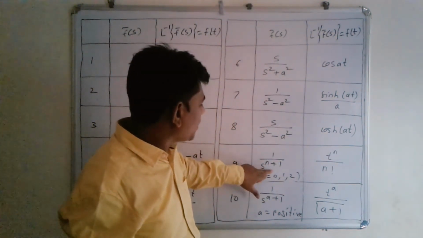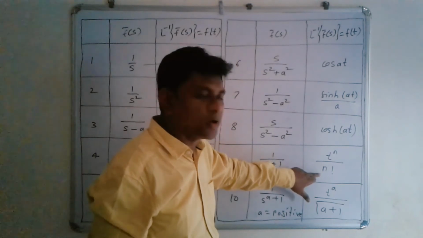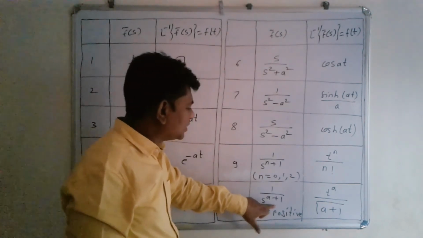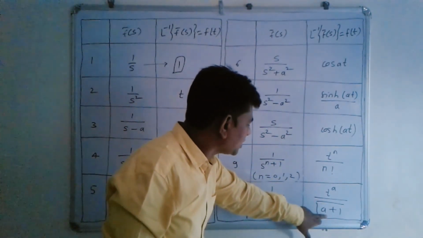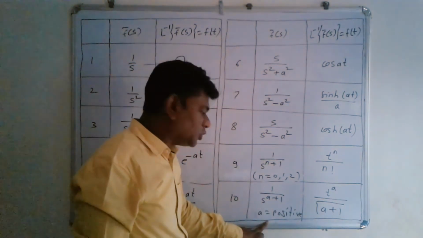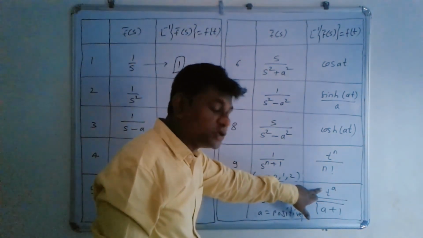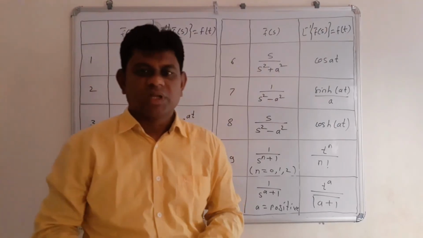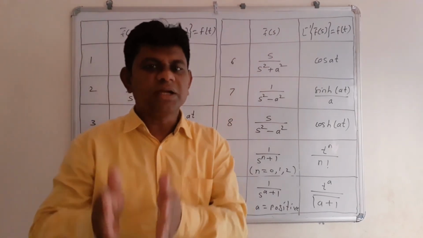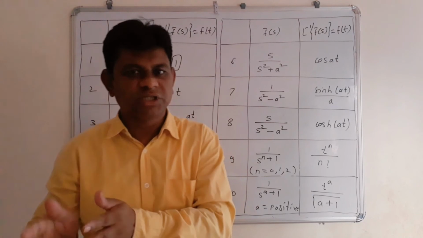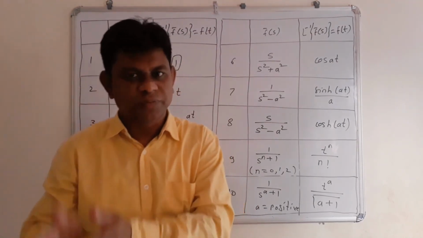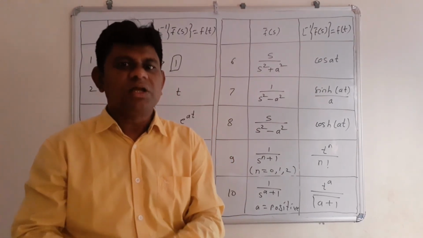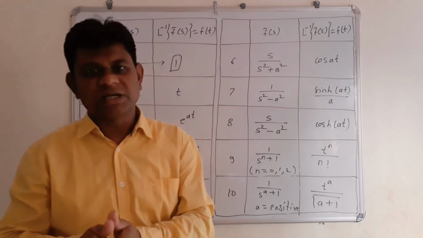Inverse of 1 upon s to the power n plus 1 is t to the power n upon n factorial. Here n is a positive integer. Similarly, inverse of 1 upon s to the power a plus 1 is t to the power a upon gamma of a plus 1. Here a is positive, because the Laplace transform of t to the power a is gamma a plus 1 upon s to the power a plus 1. In the upcoming lecture, we will find inverse Laplace transform by using the convolution theorem, the partial fraction method, and by using properties. At that time, this table will definitely be helpful to you.